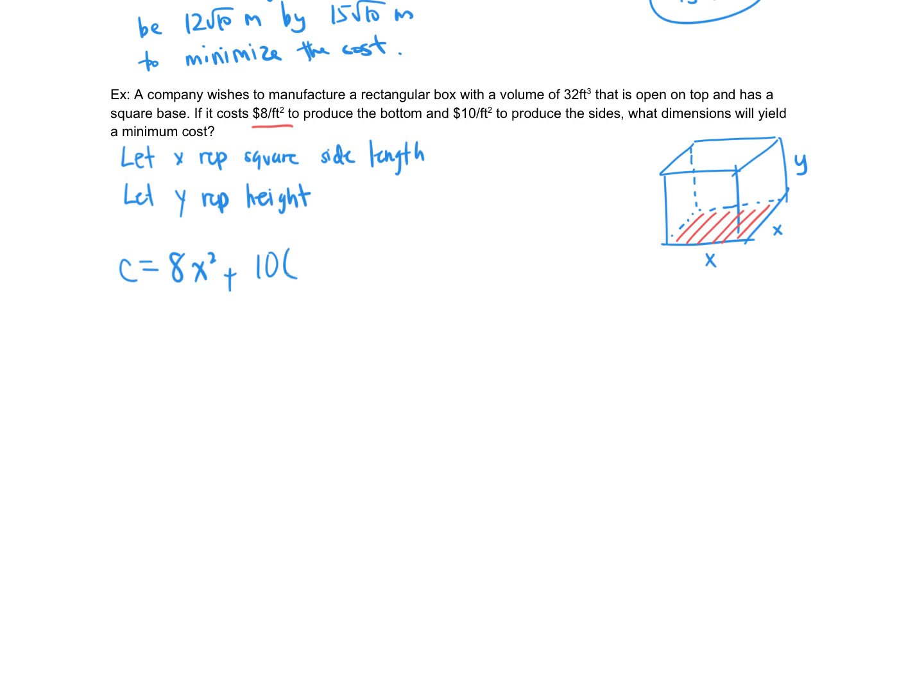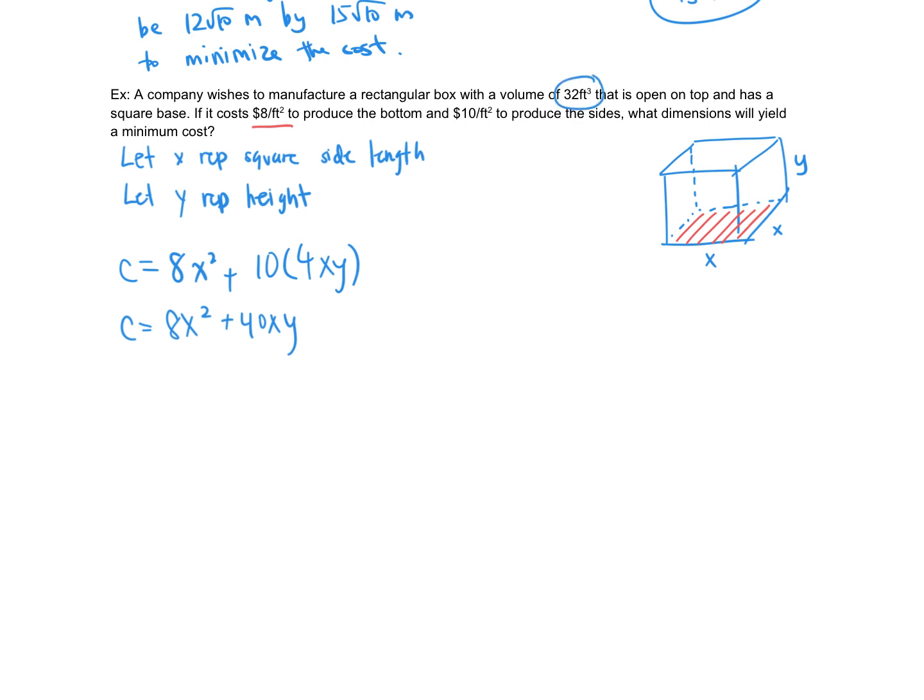So what are my four sides? I have four sides that are all x by y. So 4xy. Clean that up. I do unfortunately have two variables like we typically do. So what information have I not used?